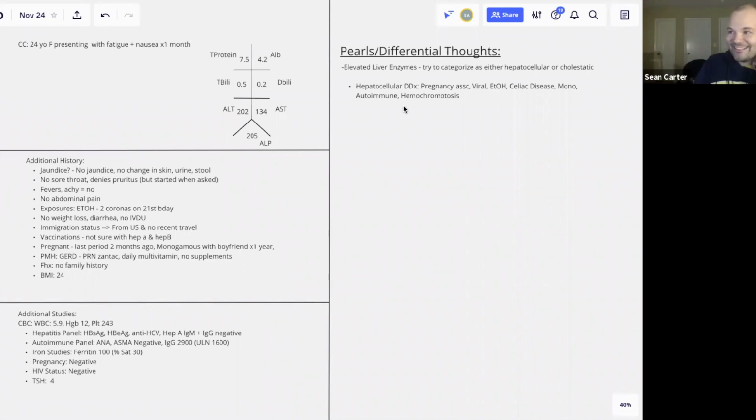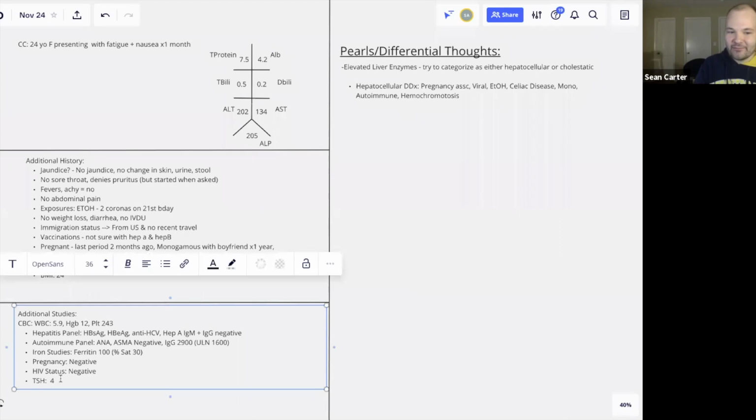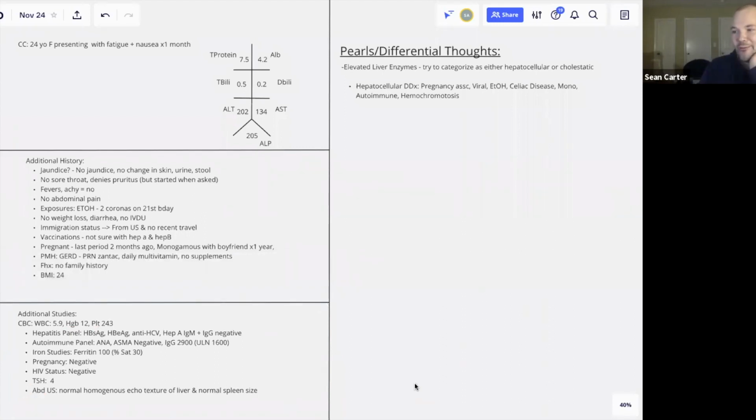So actually I didn't get a CT abdomen, but I did get an ultrasound. And it was completely normal, with normal homogeneous echo texture of the liver and of the spleen. So Mario, what are you thinking about, and has anything helped you out so far?